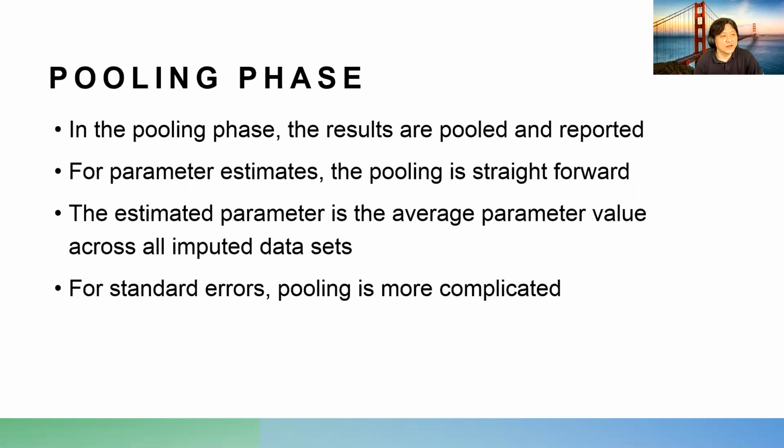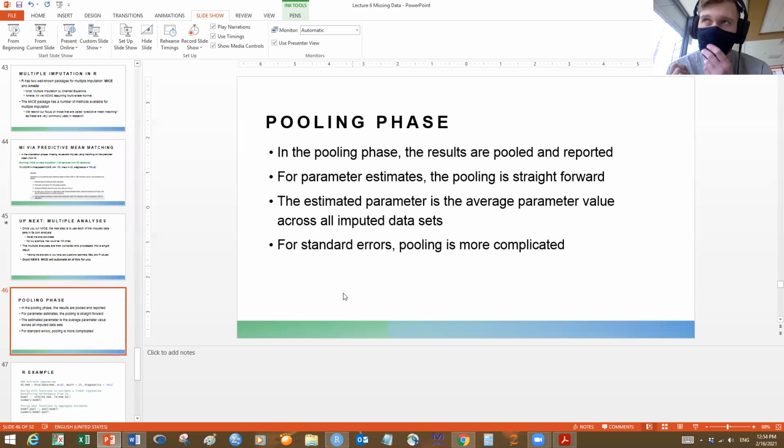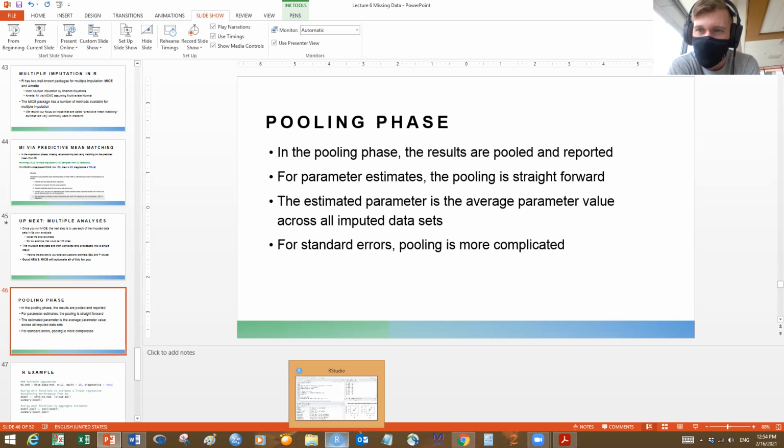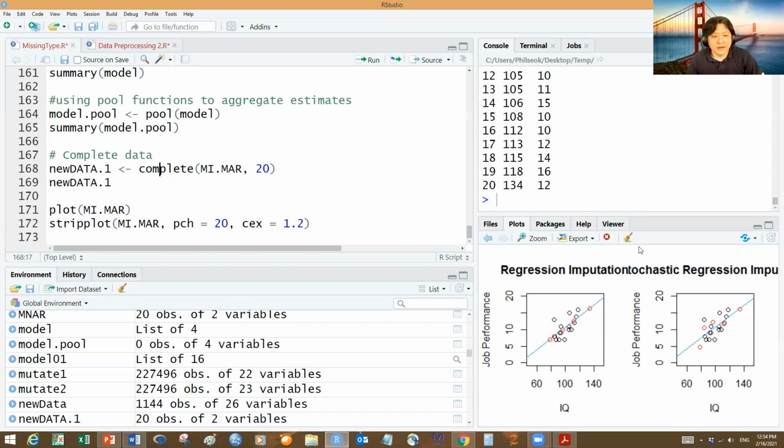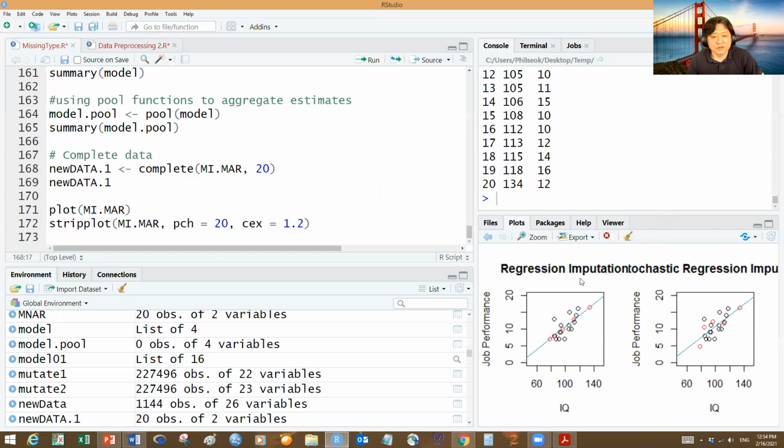In the pooling phase, the results are pooled and reported. For primary estimates, the pooling is straightforward: just take the average of the primary values across all imputed data sets. I have a question. For the pooled estimates, I noticed the degrees of freedom had decimals. Do you know where those come from? Definitely, it will use a mathematical function, but I'm not sure.